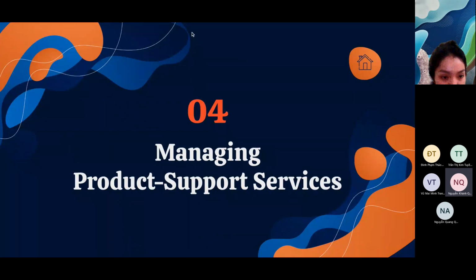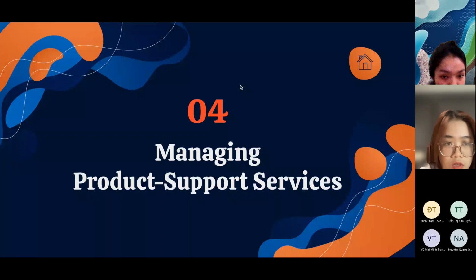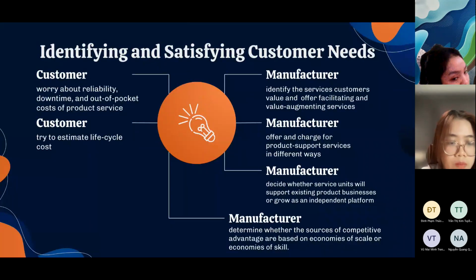So the next one is managing product support service. Firstly, equipment manufacturers must provide product support service for competitive advantage, as poor local service support can disadvantage a company in the global marketplace. So let's move to identifying and satisfying customer needs. Traditionally, customers worry about reliability, downtime, and out-of-pocket cost of product service, and they try to estimate the life cycle cost, which includes the purchase cost, maintenance and repair cost, and the salvage value.